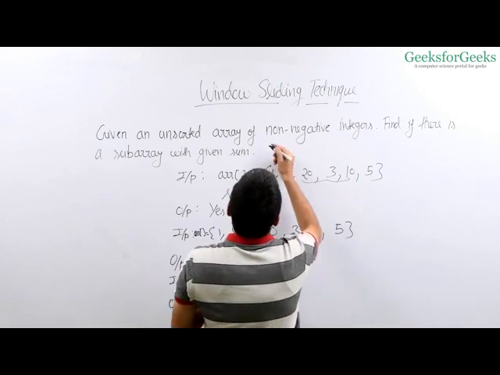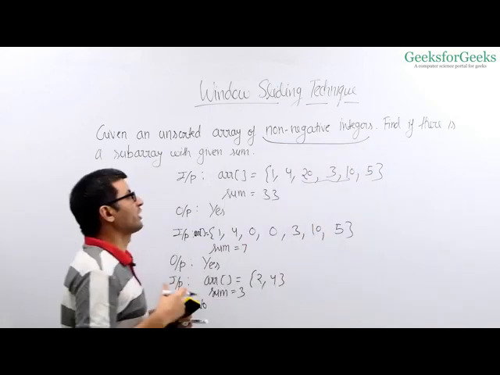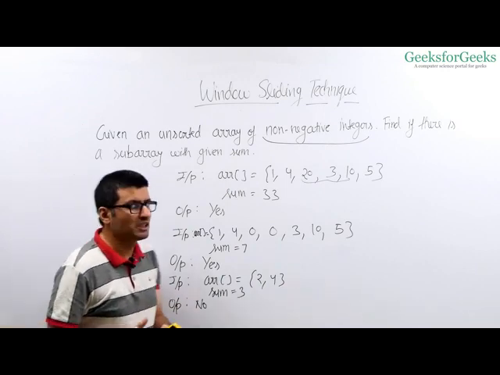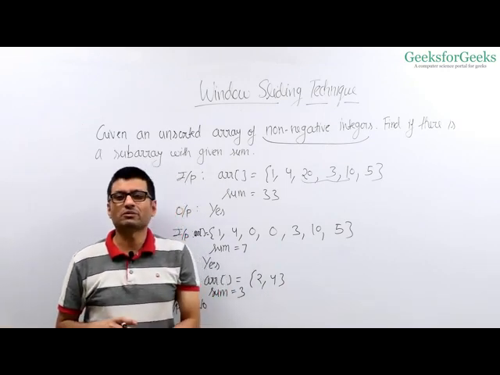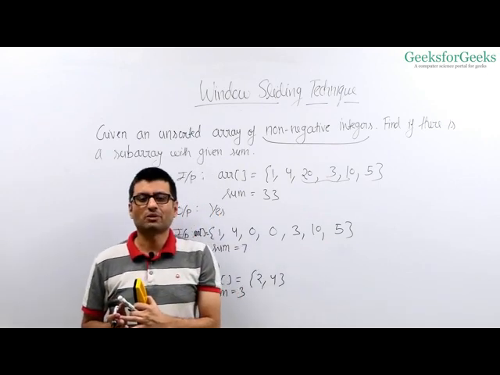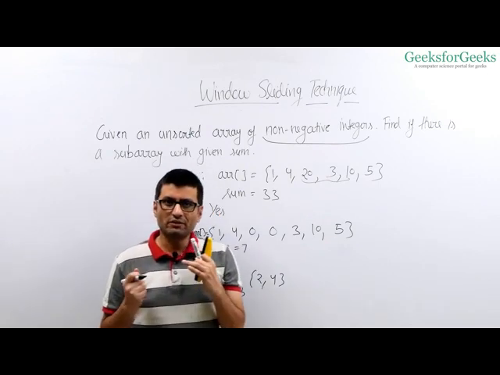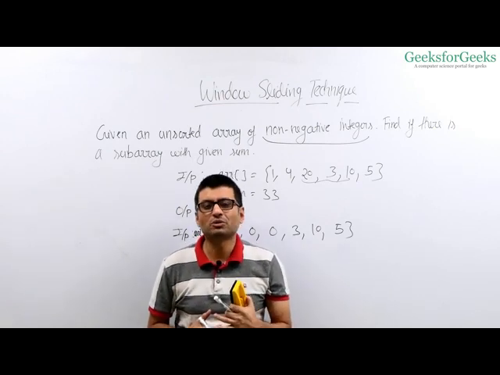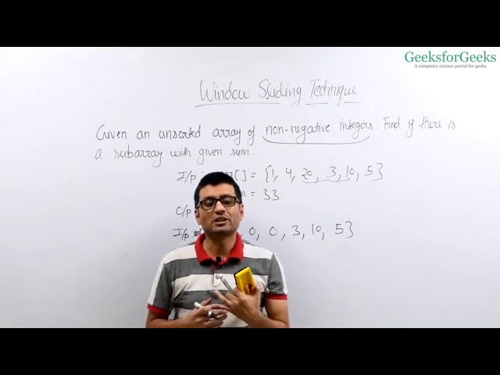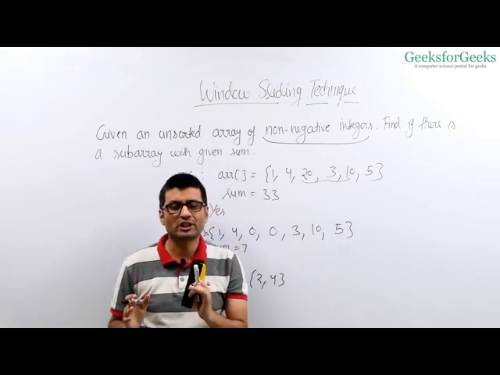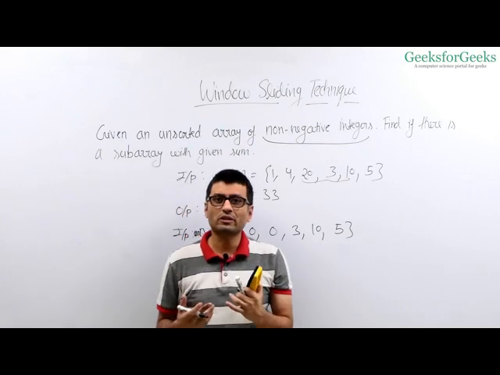So if your array does not contain non-negative integers only, if it is allowed to have negatives as well, then the approach that we are going to discuss based on window sliding won't work. So this is a very, very interesting problem from an interview perspective. If I give you an array with positives and negatives both, and I ask you to find if there is a subarray with the given sum or not, subarray means contiguous elements. There are some contiguous elements whose sum is equal to the given sum or not.